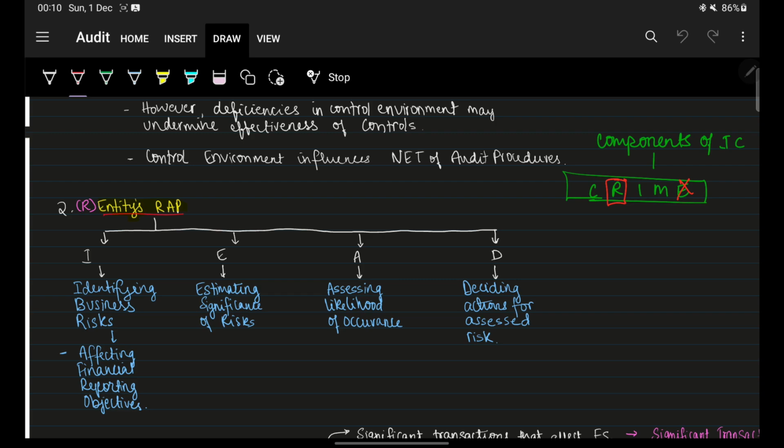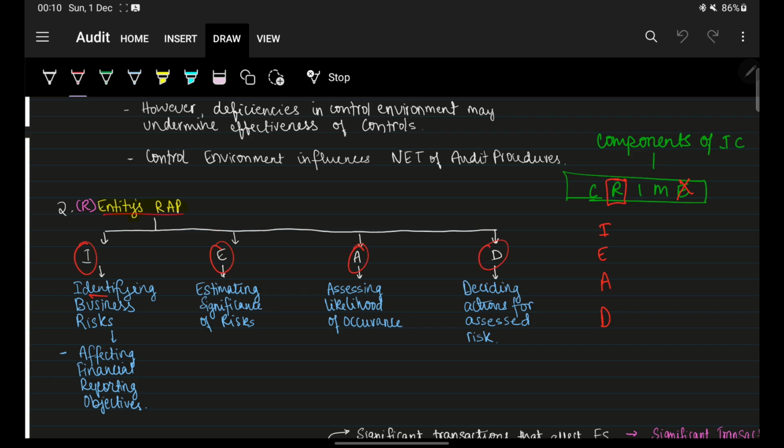Okay, so when it comes to the entity's risk assessment procedures, it's very simple, right? The entity just has to do IEAD. I, E, A, and D. I've already written it over here.